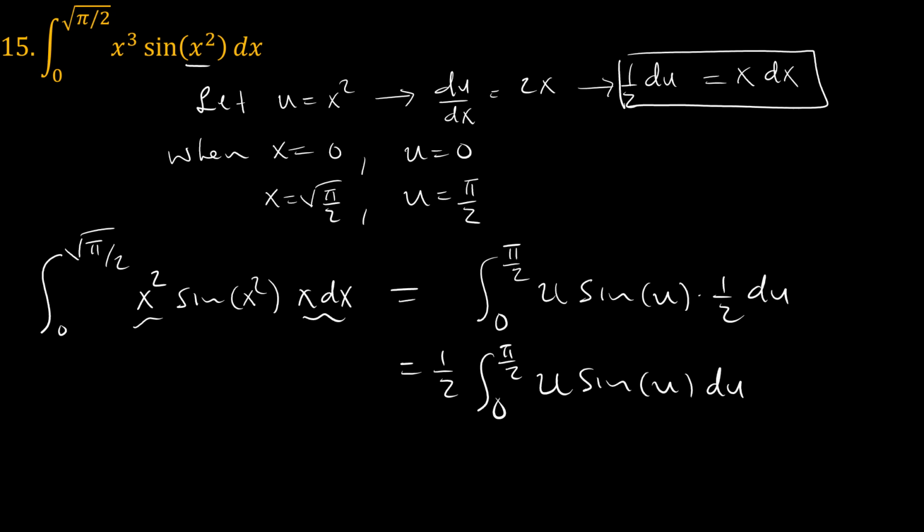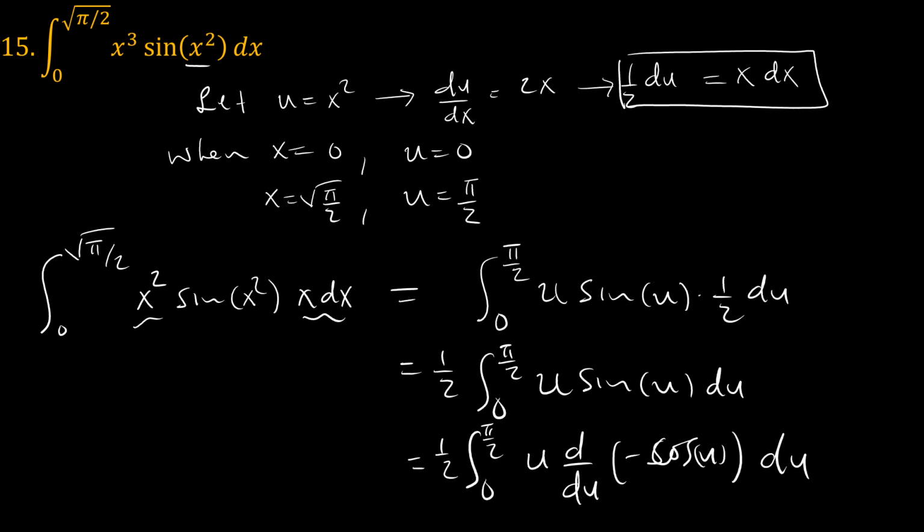And the crucial thing to note here is that sine u can be expressed as the derivative of negative cosine of u, rather. Okay. Now we brought our integral to the point where we have half u from 0 to pi over 2, times the derivative of the negative cosine of u du.